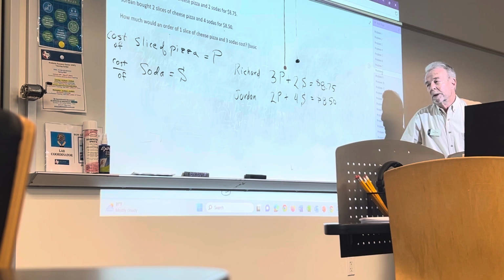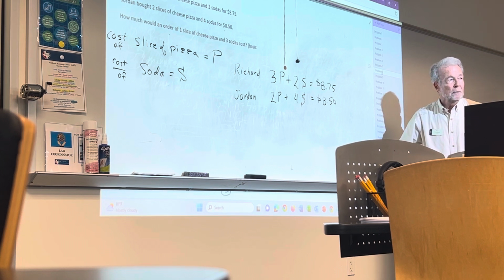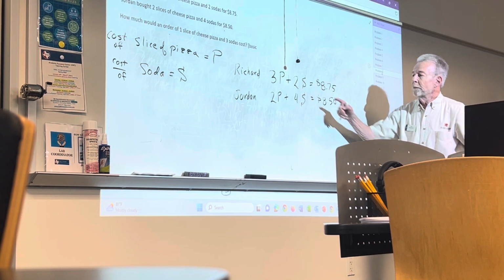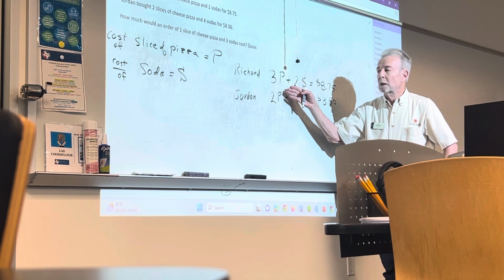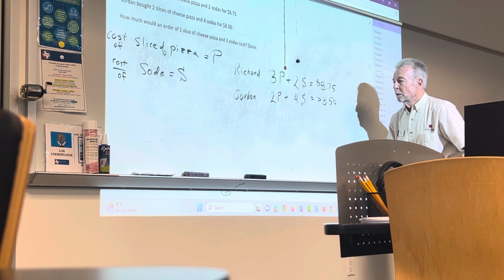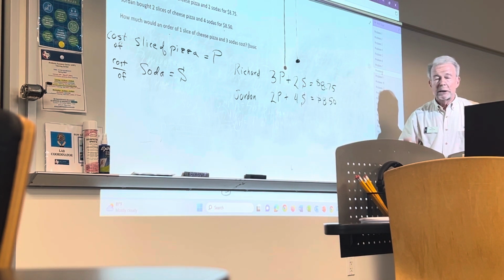Now, how do we solve this? Well, there's several ways to do it. As you go through your courses later, you will find that we can do this graphically, draw these equations as linear equations and see where they intersect. We could do it by substitution. We could solve this equation for one of the variables, solve this for P, and then substitute it into here. And there's a third way. It's called the addition method. And we're going to add these down. And that's the one we're going to use here.